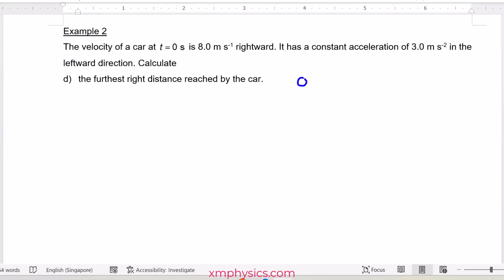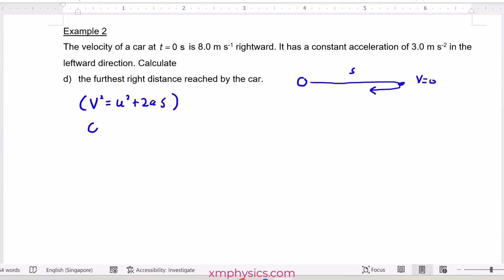So again, the motion is like this. The car is going rightward, slows down, comes to rest, and then makes the return journey. We know that at the furthest distance, velocity is 0. So if you want the displacement at this particular instant, then you should use the v-s equation, isn't it? So v² = u² + 2as.